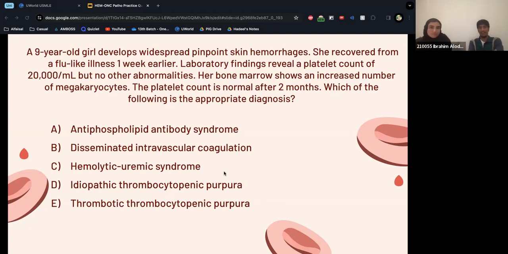Okay. A 9-year-old girl develops widespread pinpoint skin hemorrhages. She recovered from a flu-like illness 1 week earlier. Lab findings reveal a platelet count of 20,000, but no other abnormalities. Her bone marrow shows an increased number of megakaryocytes. Platelet count is normal after 2 months. Which of the following is the appropriate diagnosis? A. Antiphospholipid antibody syndrome. B. Disseminated intravascular coagulation. C. Hemolytic uremic syndrome. D. Idiopathic thrombocytopenic purpura. E. Thrombotic thrombocytopenic purpura.